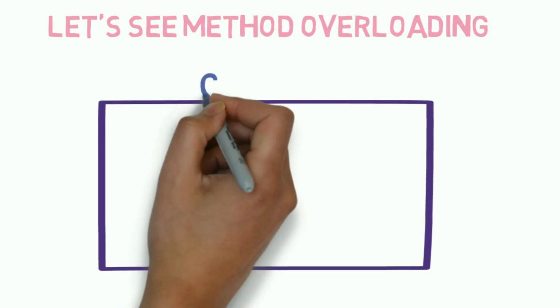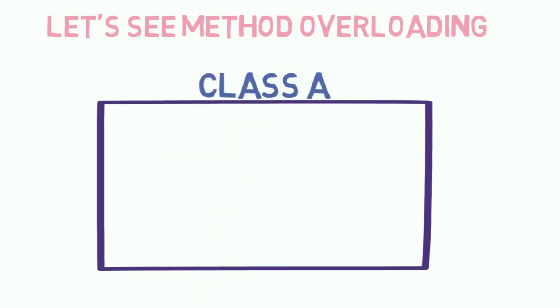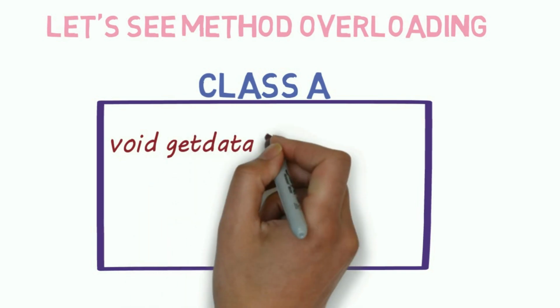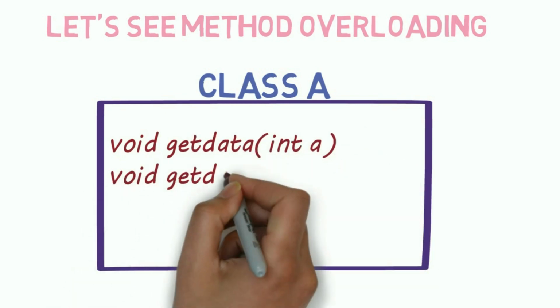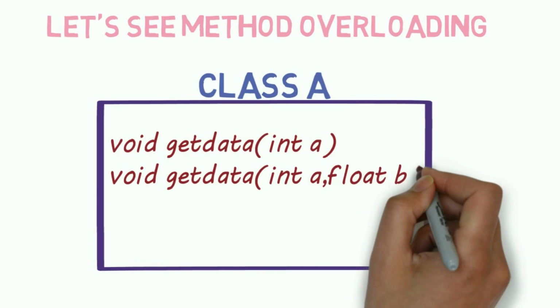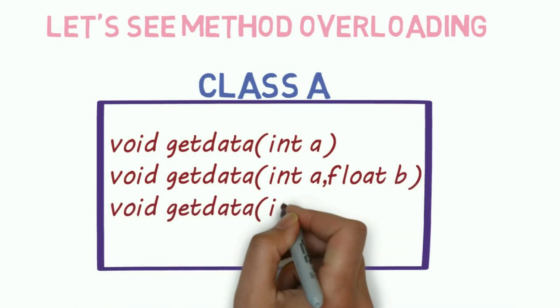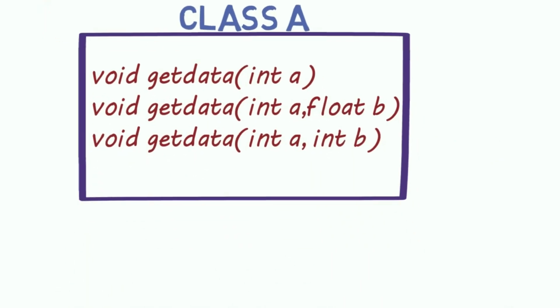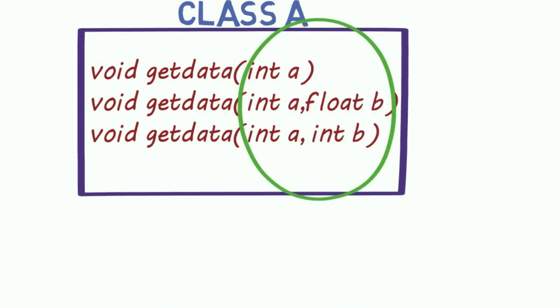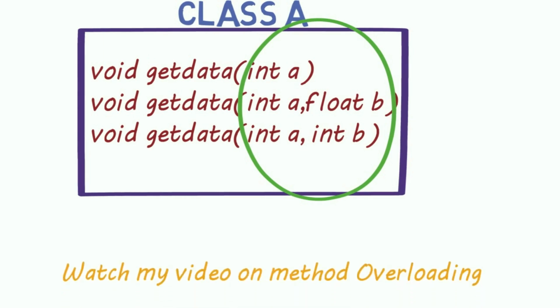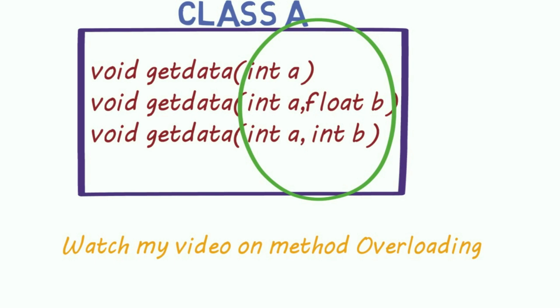Now let's see method overloading. Methods with the same name but different arguments in the same class is method overloading. Here we have three getData methods with different parameters in class A. So this is an example of method overloading. If you are still confused about method overloading, then I uploaded a separate video on method overloading. Just check out that video.